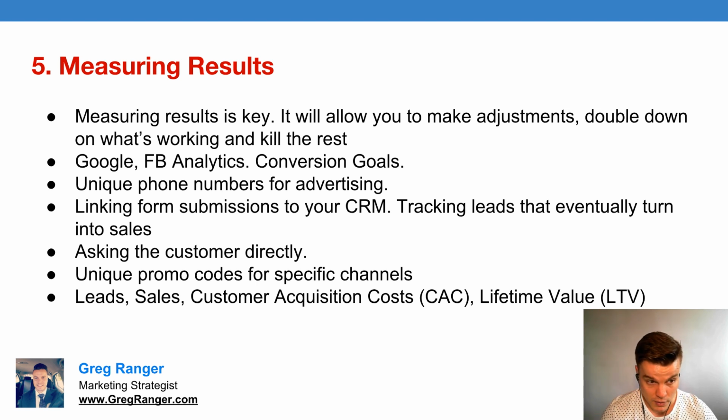Another way to track results is you can have unique phone numbers for your advertising. So you might have a main business phone number, and then maybe for your Google Ads, you buy a VoIP number, a different phone number that redirects to your main line. And there are systems like CallRail and things like that that will track those phone numbers and the length of the calls and things like that.